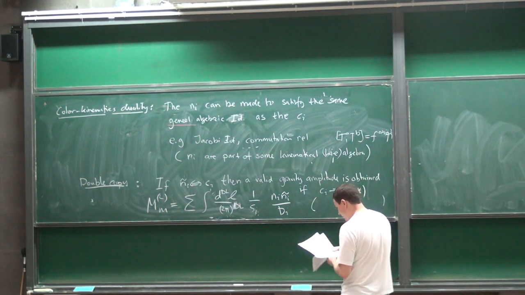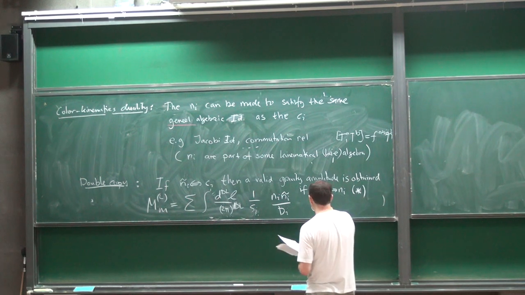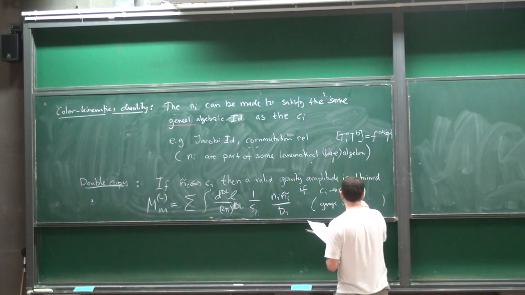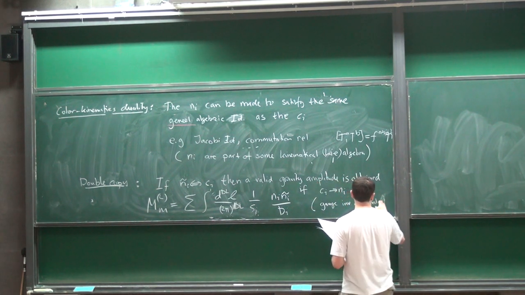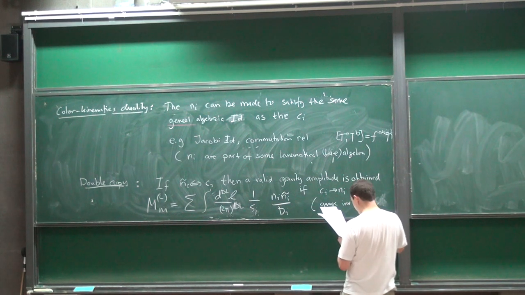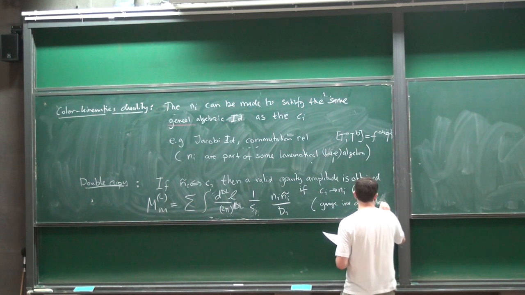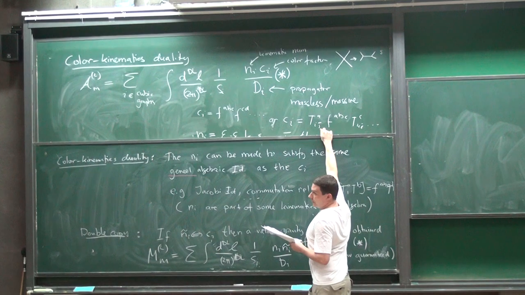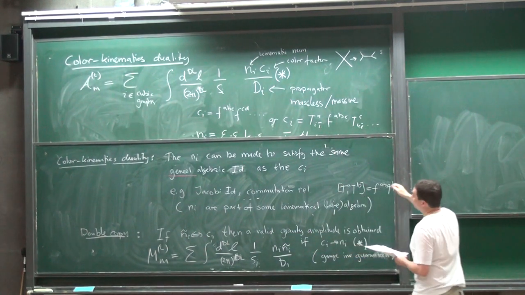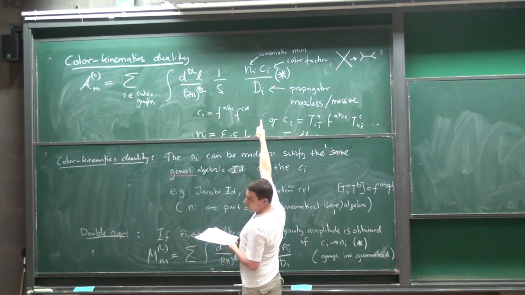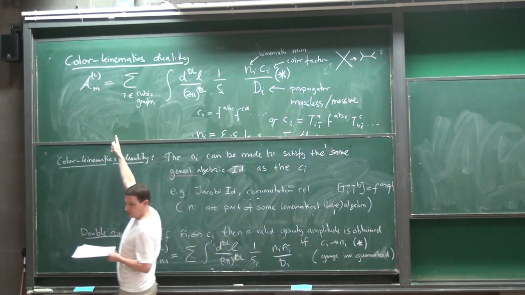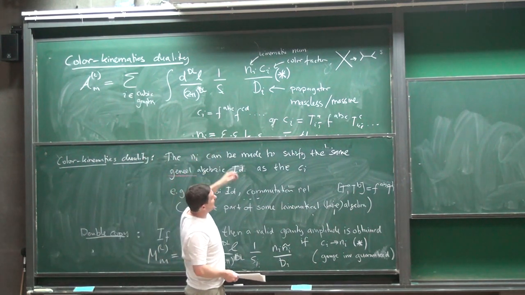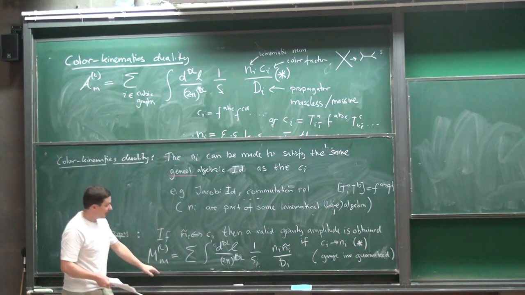This construction guarantees gauge invariance. Individual Feynman diagrams are not gauge invariant. So in this formula up here, the n's are gauge dependent. But the amplitude is, of course, gauge invariant. So how did that happen? Well, it had to happen because the color factor satisfies particular algebraic identities.